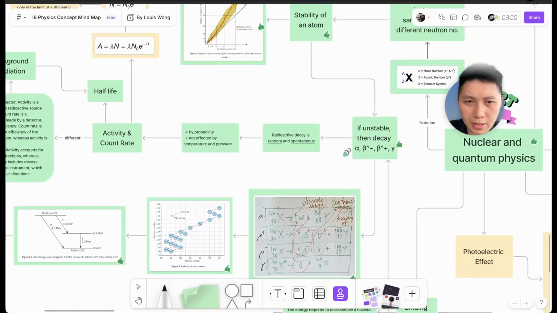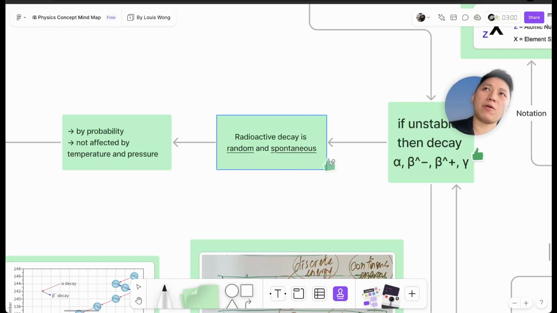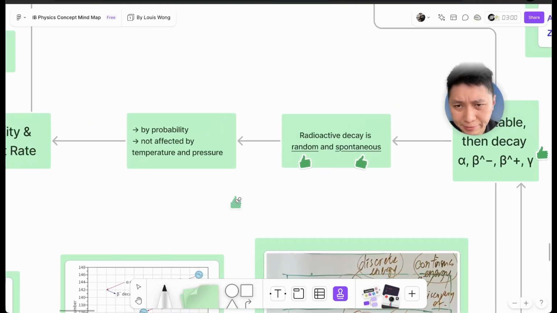Going back a little bit, when we talk about the general idea of alpha, beta, gamma, these are radioactive decay, and the property of them is they are random and spontaneous. These are very specific physics terminology, okay? And so you might be asked to explain what they mean. It's not a word that you can just randomly make up.